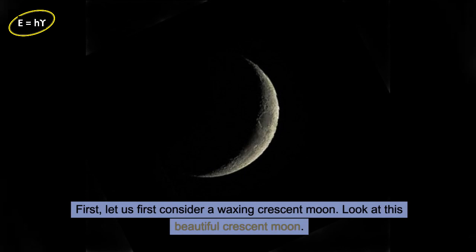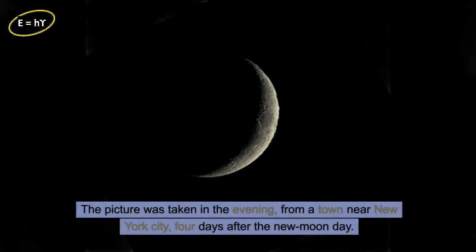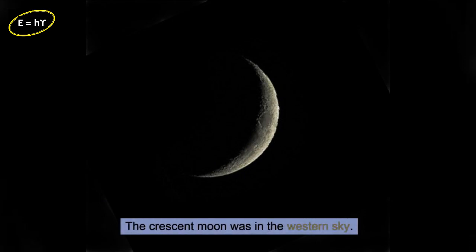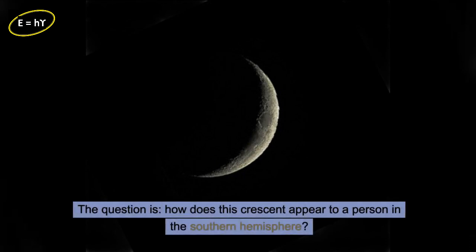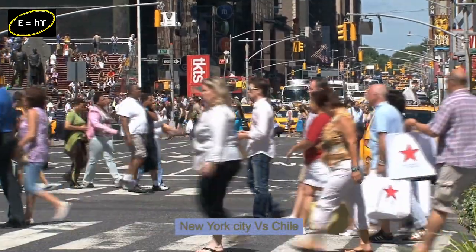Look at this beautiful crescent moon. The picture was taken in the evening, from a town near New York City, 4 days after the new moon day. The crescent moon was in the western sky. As you can notice, the shape of the crescent appears like an inverted C. The question is, how does this crescent appear to a person in the southern hemisphere? New York City versus Chile.